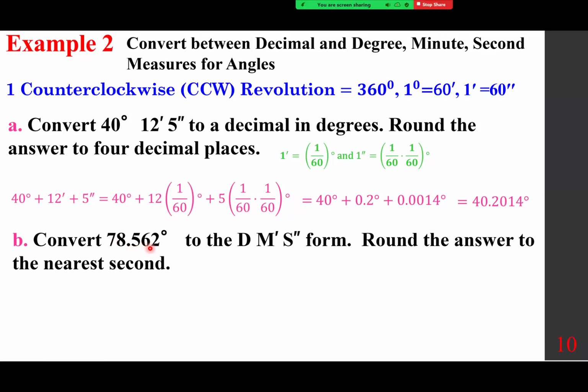Convert 78.562 degrees to the DMS, degrees, minutes, seconds form, and round the answer to the nearest second. So we have 78 degrees plus this much. Now, this one is in degrees. If you want to go to minutes, we are going to multiply this by 60. So we multiply by 60, this is what we get.